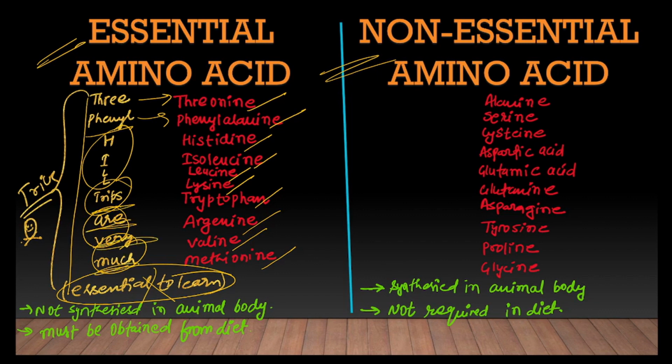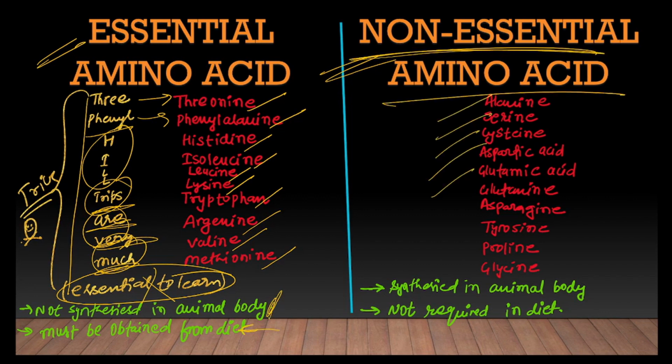Methionine is a very important amino acid among them. Okay, these are not synthesized in the animal body and must be obtained from the diet. And these are the non-essential amino acids: alanine, serine, cysteine, aspartic acid, glutamic acid, glutamine, asparagine, tyrosine, proline and glycine. These are synthesized in the animal body, so they are not required in the diet. They are always present in the animal body.